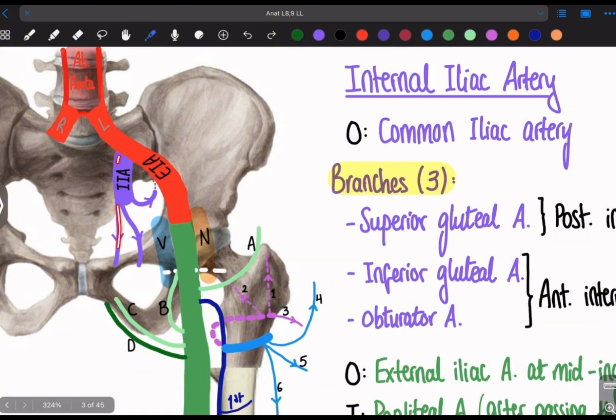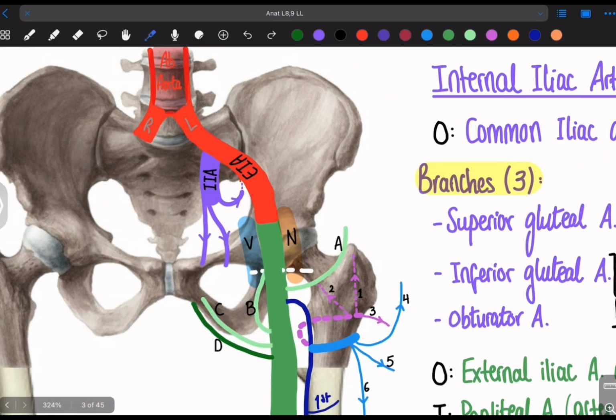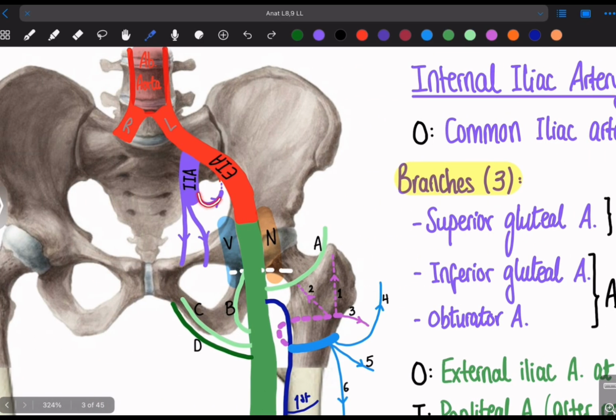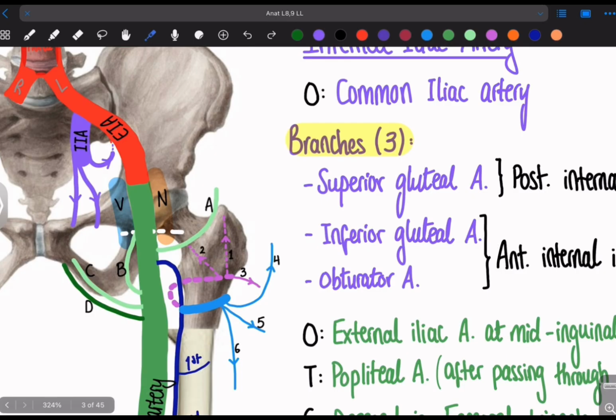Here we can see this is the iliac artery, right? So we can see this is the posterior internal iliac and anterior internal iliac. Okay, the posterior internal iliac is gonna give us a branch known as superior gluteal artery. So the origin for the superior gluteal artery is the posterior internal iliac artery. Then the second branch it's gonna give us is known as the inferior gluteal artery.